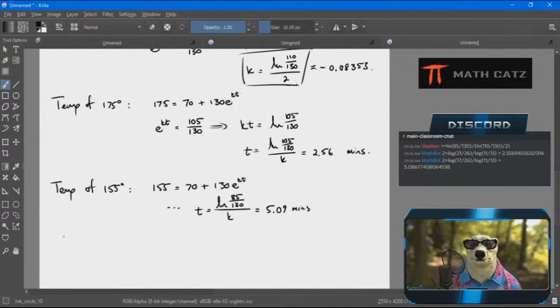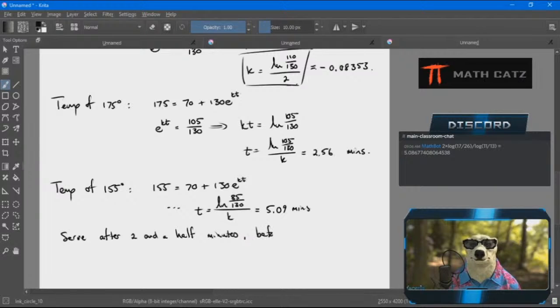So that means I can serve the coffee after approximately 2.5 minutes, but before 5 minutes after it was created, approximately, of course. Approximately. My P's are always so weird. Whatever. So we get the idea.